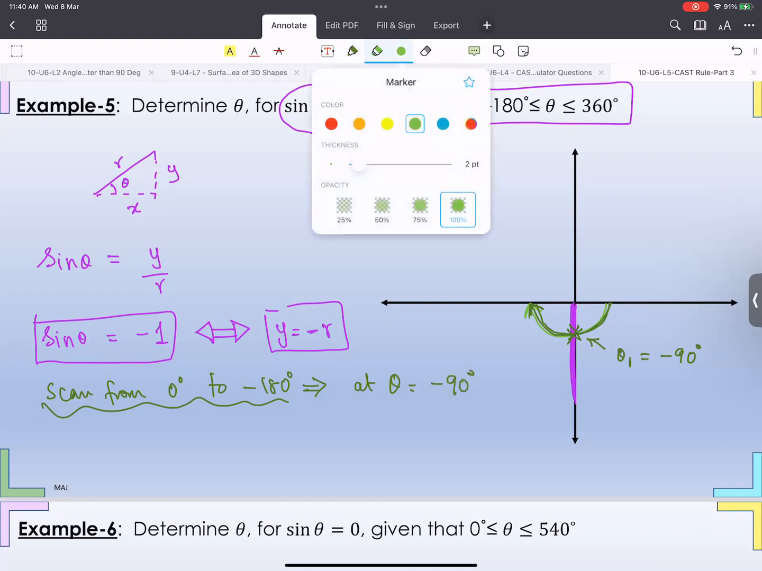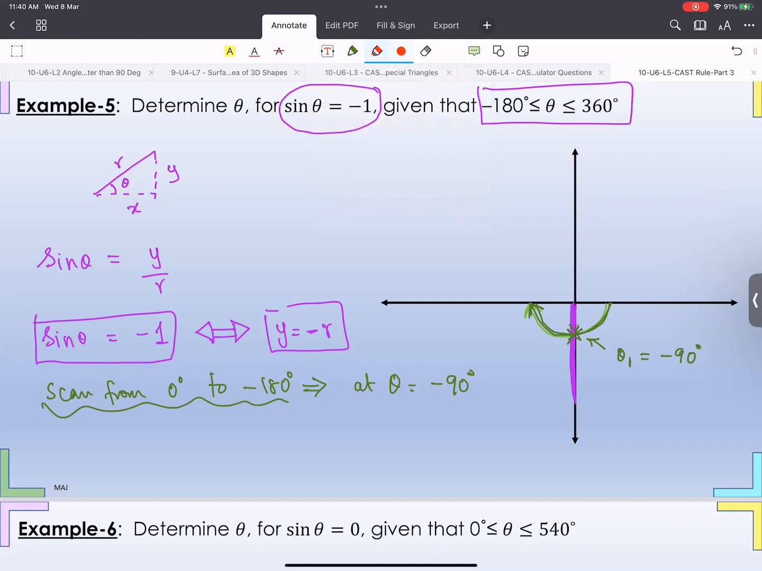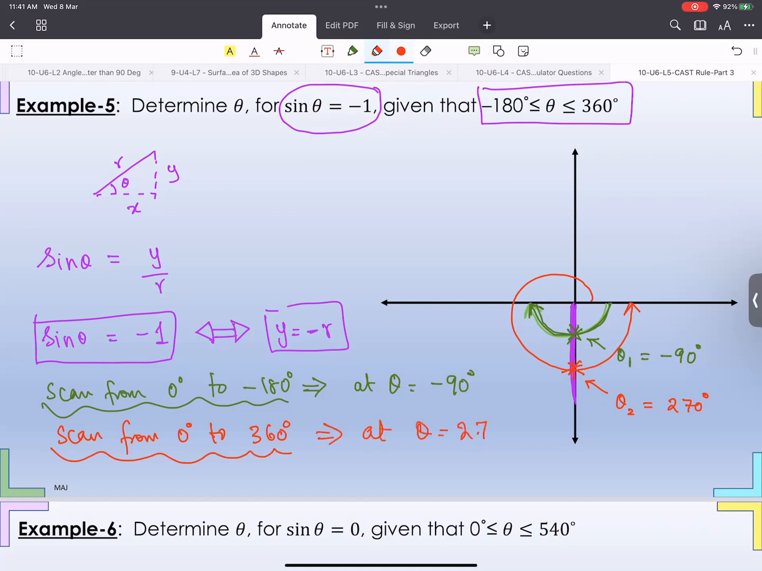I'm going to go back and also go from 0 to 360 degrees. So I'm going to go all the way from here to here. While I go from 0 to 360 degrees, I do have a second solution, and that's over here. So that is my second possible solution, and that is 270 degrees. So again, you go back and scan from 0 to 360 degrees, and you have a second possible solution at theta is equal to 270 degrees.